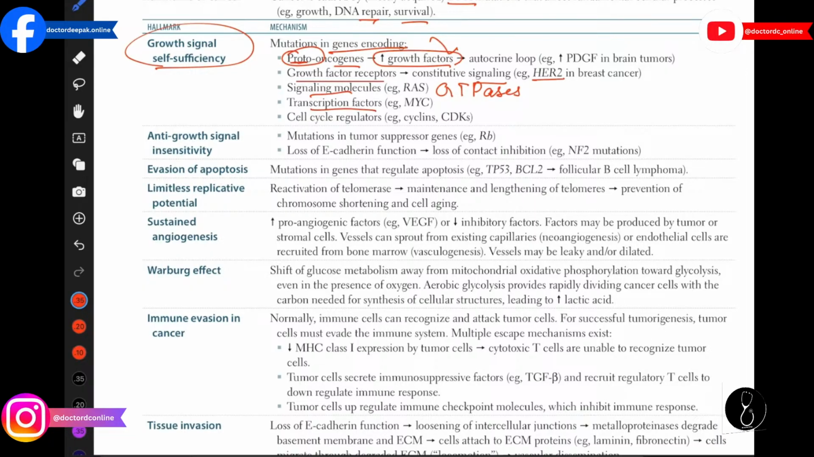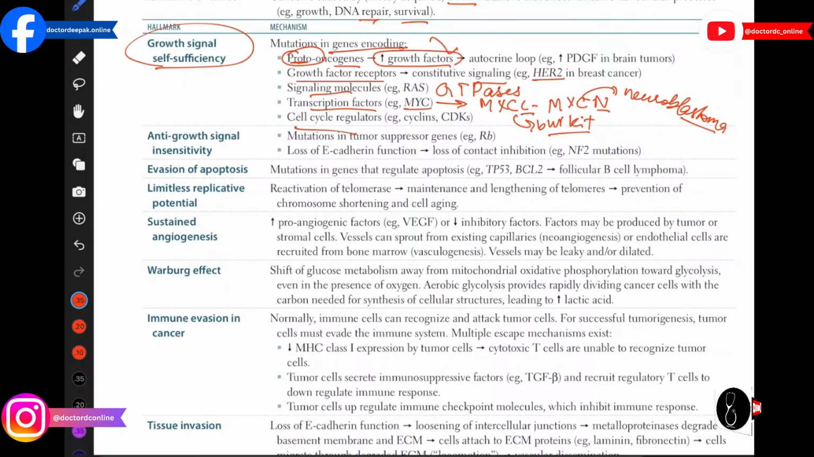And transcription factors like the MYC gene, of which there are two types, MYC and N-MYC. MYC causes Burkitt lymphoma, and N-MYC causes neuroblastoma. Okay, and this is cyclins.